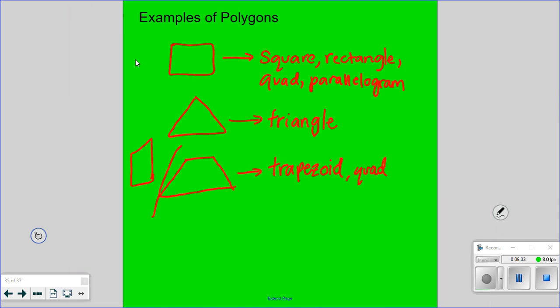Let's talk about some shapes we haven't really talked about this year. So this has 6 sides. 1, 2, 3, 4, 5, 6. A 6-sided shape.